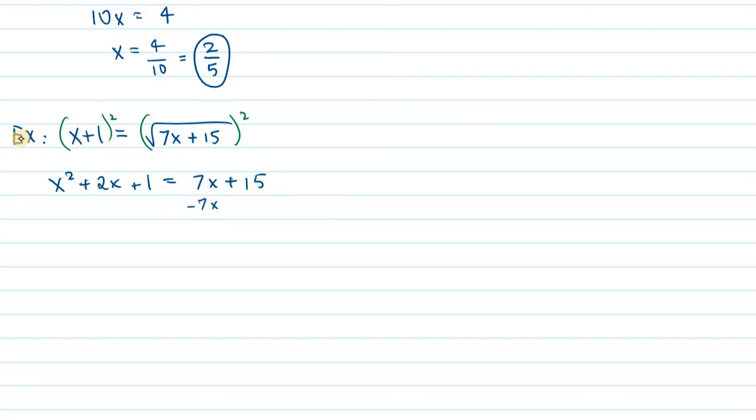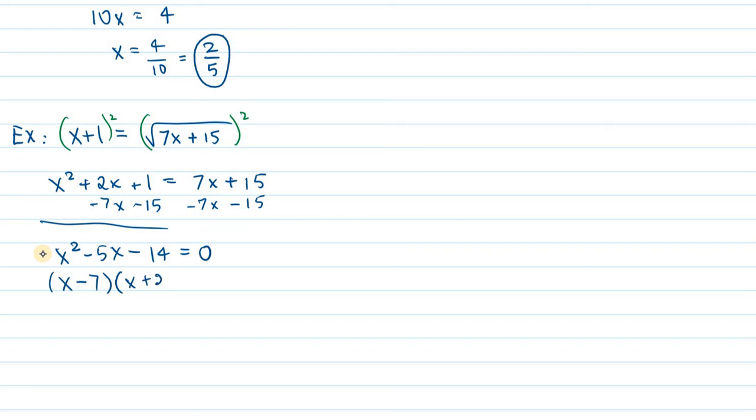So we're going to subtract 7x and subtract the 15. So we're just moving everything to the left-hand side. So we get x squared minus 5x minus 14 equals 0. So here is our trinomial, our quadratic, and we can solve it either by factoring or using the quadratic formula. This one is easily factorable. x minus 7, x plus 2. All of that is equal to 0.